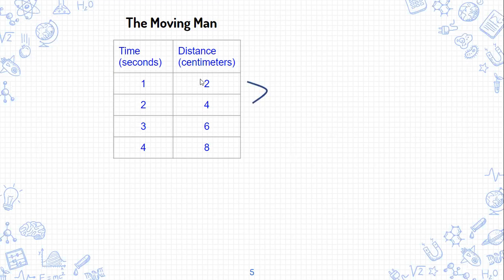Keep in mind that the constant rate of change is the key point here, right? So if I'm traveling at a speed of 2 centimeters per second, then each second my value is going to go up by 2. So it's like I'm counting by 2s.